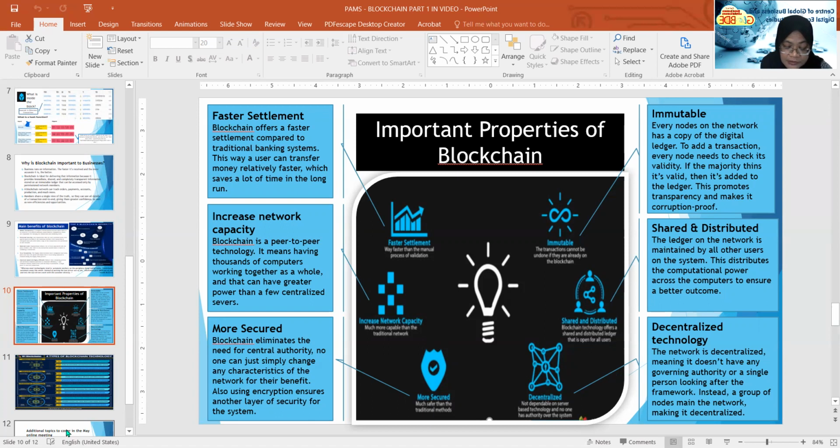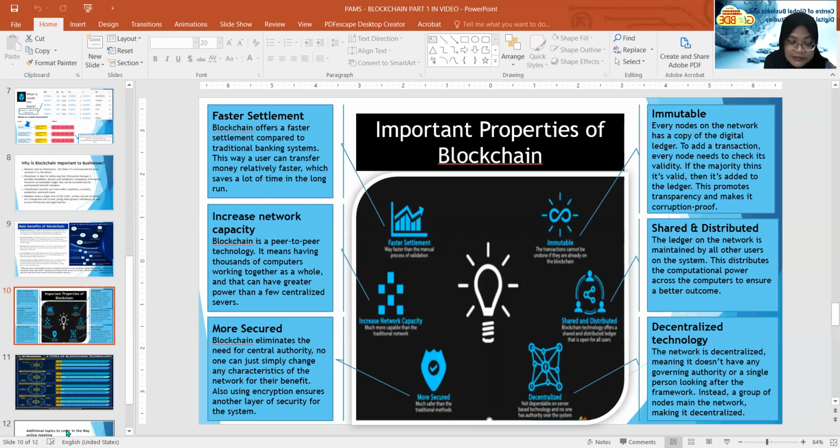Every node on the network has a copy of the digital ledger. To add a transaction, every node needs to check its validity, its confirmation. If the majority thinks it is valid, then it is added to the ledger. This promotes transparency and makes it corruption proof. Fifth, shared and distributed ledger. The ledger on the network is maintained by all other users of the system. This distributes the computational power across the computers to ensure a better outcome.